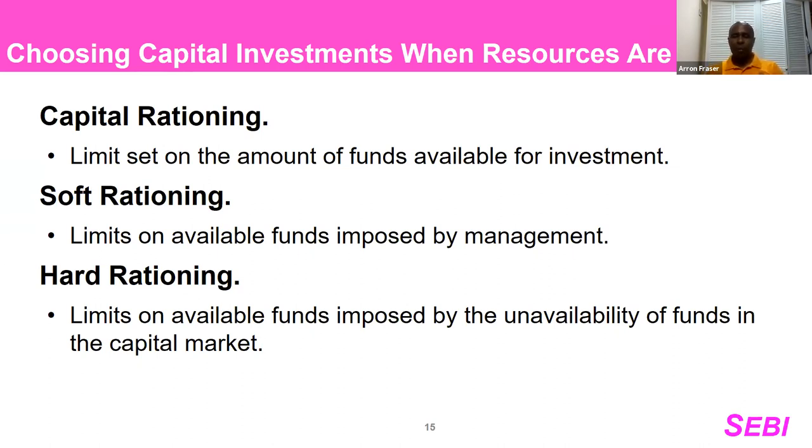Limits on available funds imposed by the unavailability of funds in a capital market. For instance, investors in a capital market might say, we will stop investing in cars that run on petrol. In some countries, there is a target that says by this year, everything will be electric. So some investors will say, we're not investing in cars powered by petrol, but we're moving towards electric cars. That's an example of hard rationing. This is the external forces stating their position by limiting the availability of their funds.